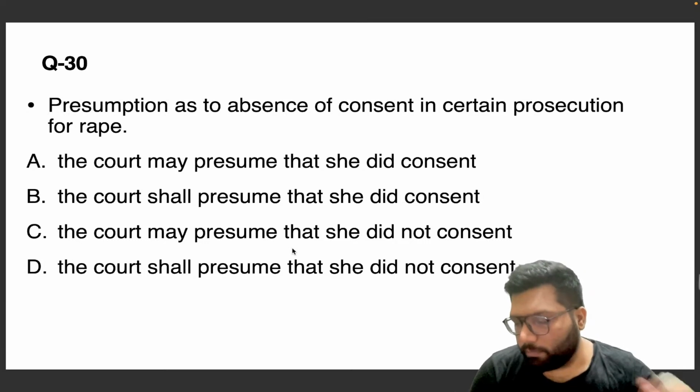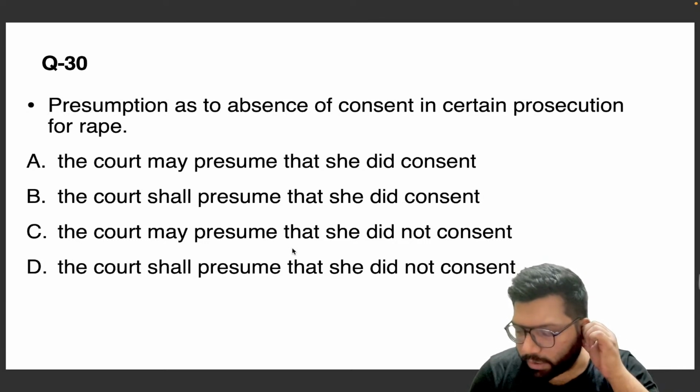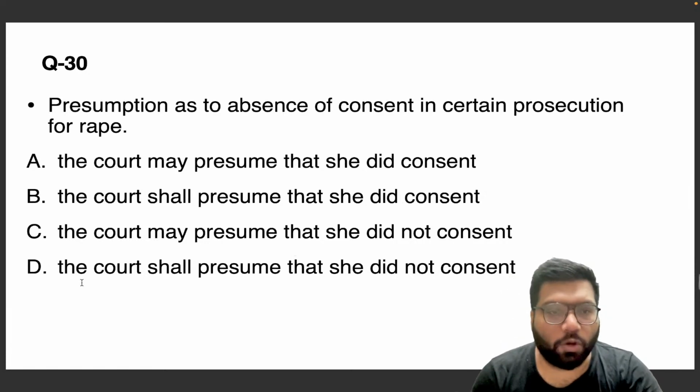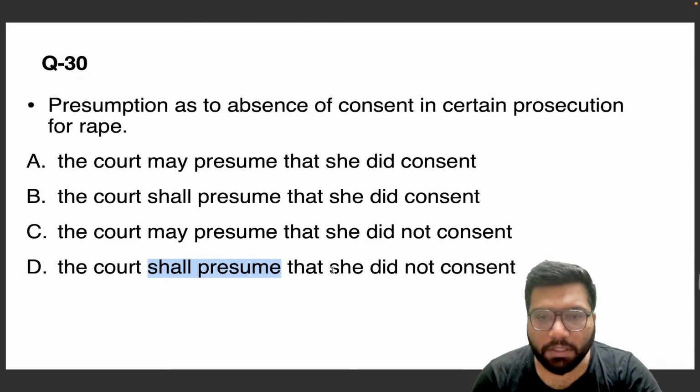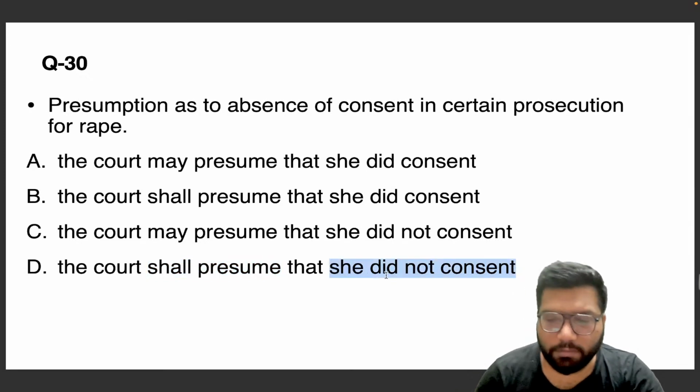First to answer correctly: Mohit, followed by Sunita and Kulveer. Preeti, Ladli, please correct your answer. D is the correct answer. Okay. The court shall presume. And what shall it presume? That she did not consent.